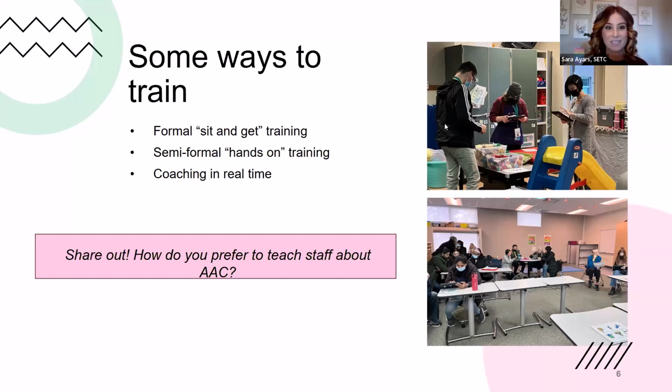that's how we figure out a lot of these devices. It's just by using them and trying them. And then finally coaching, that real time sitting next to someone and working with them side by side.